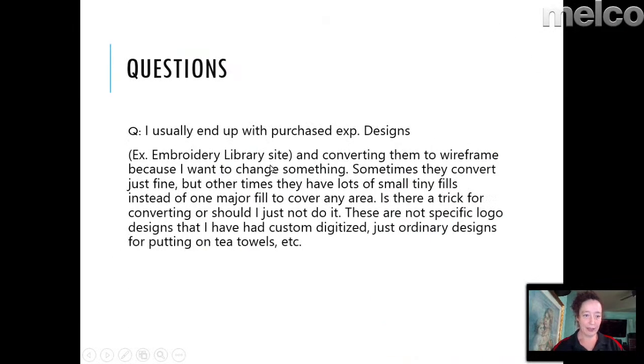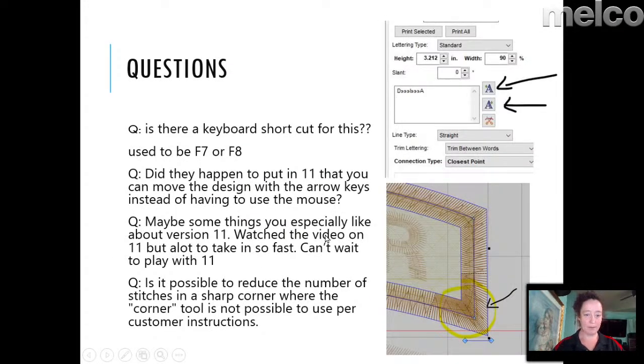Okay, let's see. Is it possible to reduce the number of stitches in a corner where you can't use the corner tool? Yeah, there's different ways you can handle that. So you're trying to reduce the density of the stitching in this tiny area so it doesn't kind of bubble up. So when you're doing that, you can turn on short stitches. That's one way you can address it.